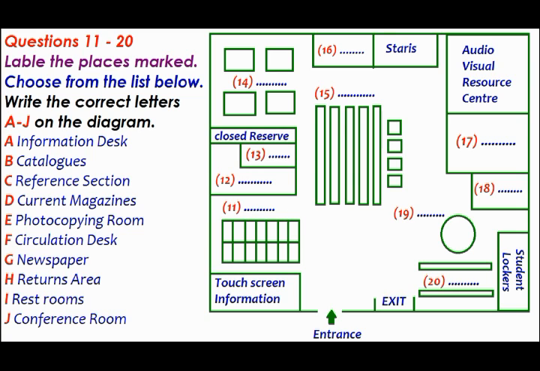In front of the touchscreen information service are the catalogues. As you can see, it's a computerized catalogue system and it's very easy to use. The catalogues are linked up to the other libraries at the university, so make sure you check which library a book is in when you are trying to locate a particular item.